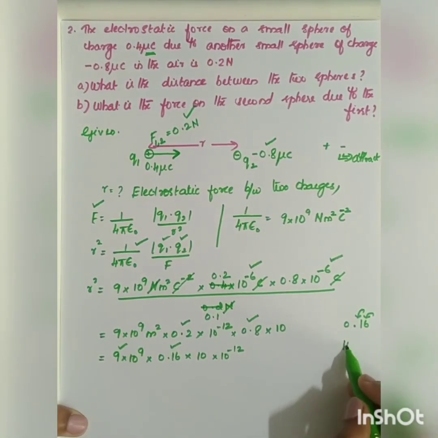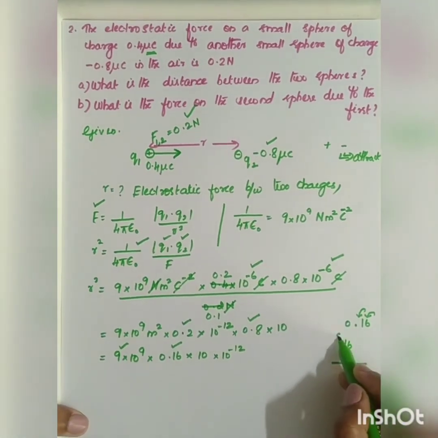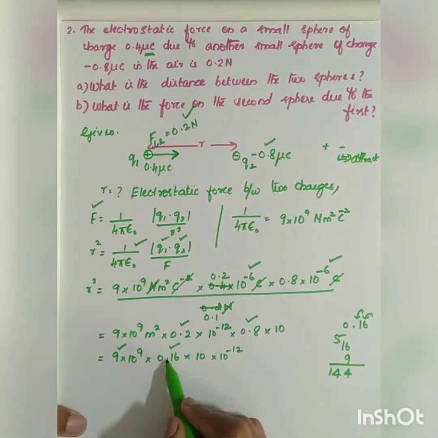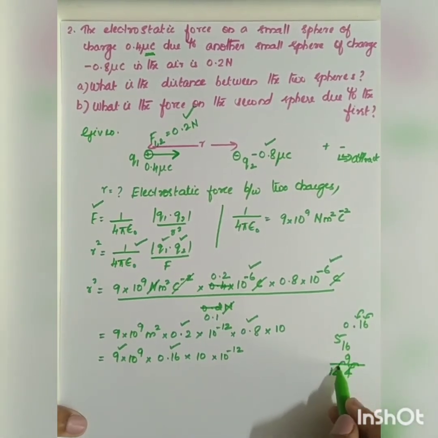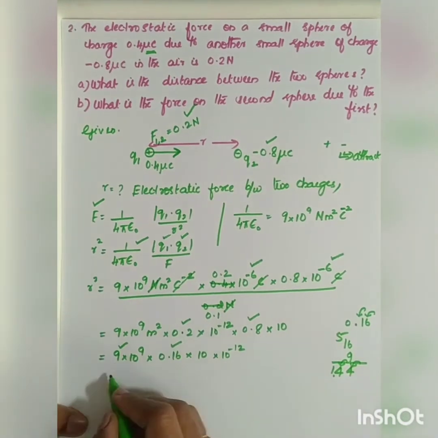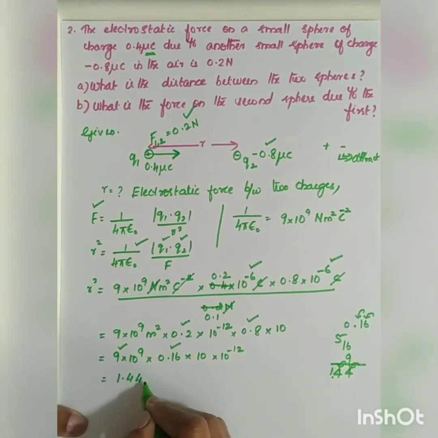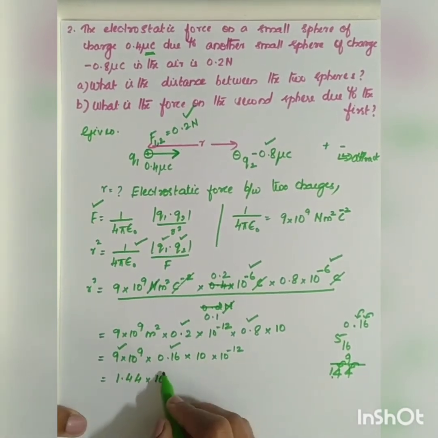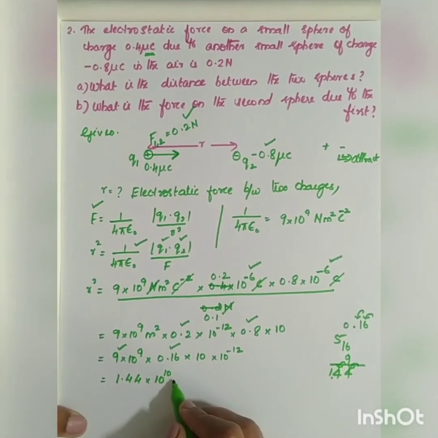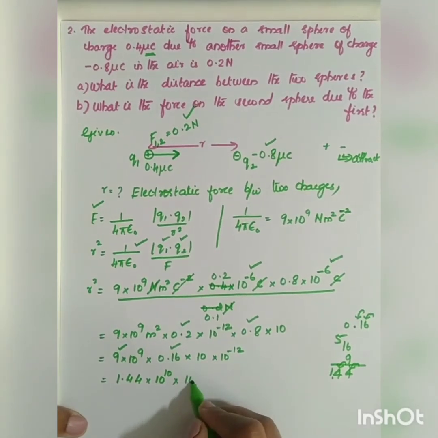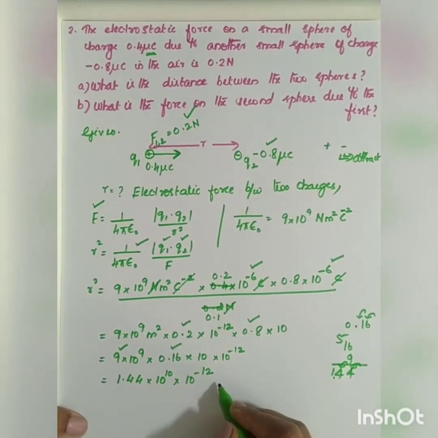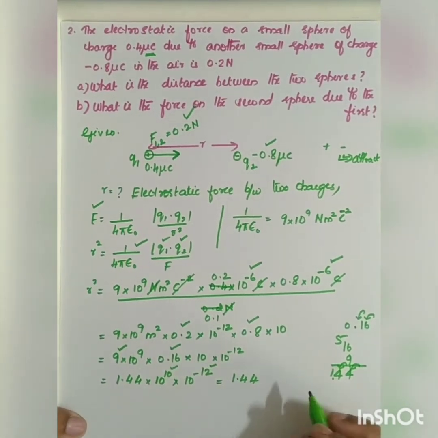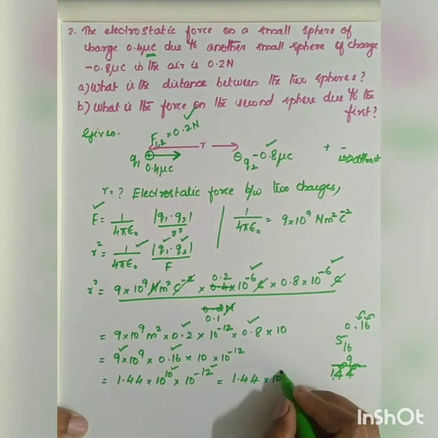Do normal multiplication. 6 nines are 54. Okay, 1 nine is 9. So you will be getting 144. Since you have 2 digits after the point, shift 2 digits towards your left. So your value will be 1.44 into 10 raised to 9, here it is 10. So totally it is 10 raised to 10 into 10 raised to minus 12. Okay, so what will be the value? 1.44. Here it is 10 raised to 10 minus 12. So 12 minus 10, here we will be getting 10 raised to minus 2.